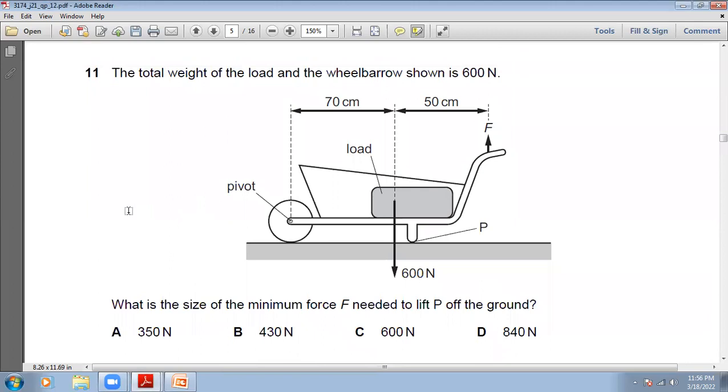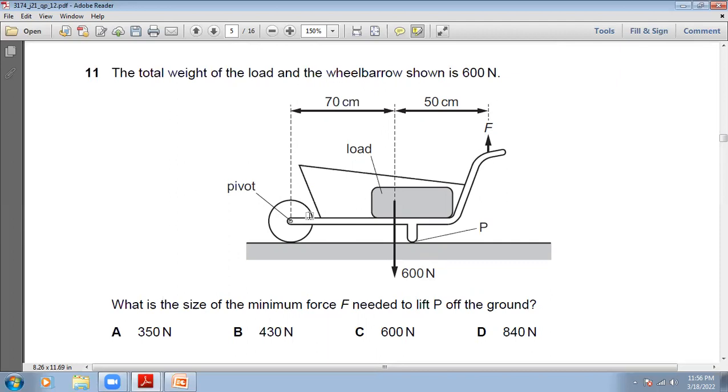Okay, question number 11, a very famous question, many times repeated in the Cambridge exams. This question is about the moment or the turning effect. The total weight of the load and the wheelbarrow shown is 600 Newton. What is the size of the minimum force F needed to lift the P off the ground? So here in this wheel, we have the pivot. Here you have the load, which is trying to produce a clockwise moment. Here you have applied a force in the upward direction.